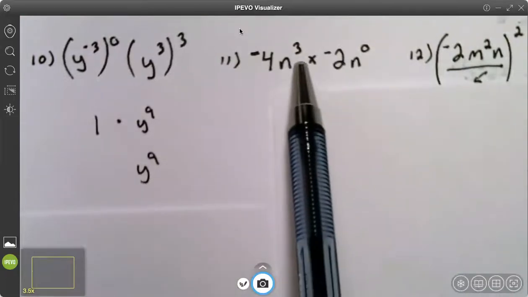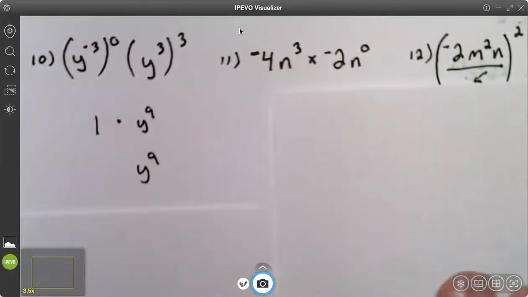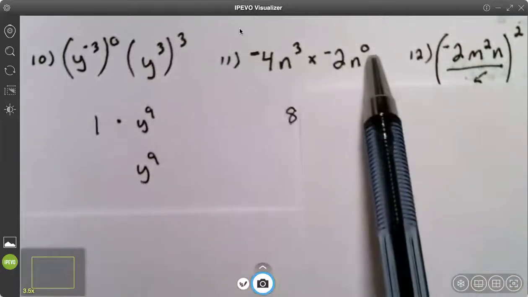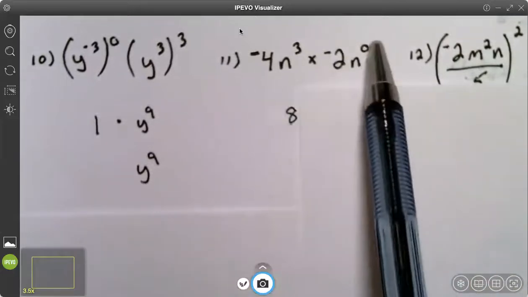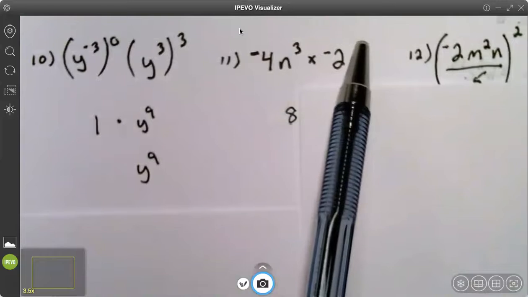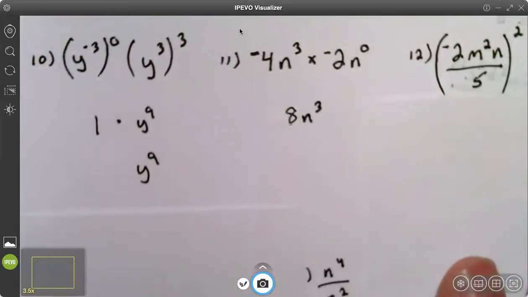On number 11, I could think about negative 4 times negative 2 is 8. Then 3 plus 0 is 3, or just completely ignore this because it's to the 0 power and bring down the n cubed. Either way, your answer is n cubed. Number 12.